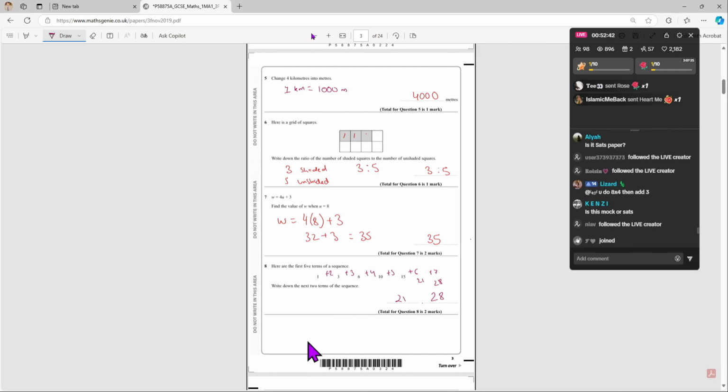So I think the first 2 pages was 1 and 2 mark questions. And now we're going to get to the harder questions, with more wordy questions.